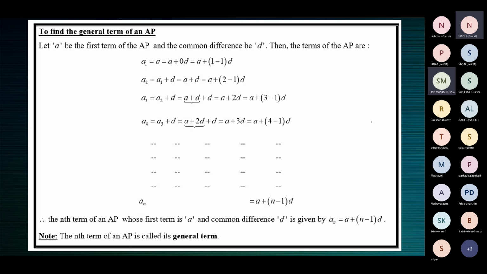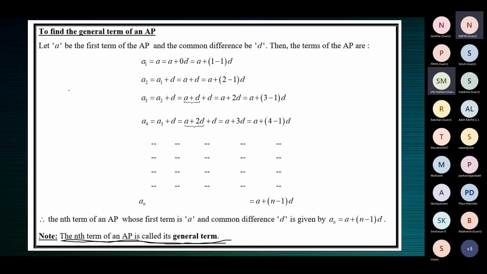Now we'll derive the expression to find the general term of an AP. Now what is the general term of an AP? The nth term of an AP is called its general term. Now let's derive the expression to find the general term, or the nth term, of an AP.